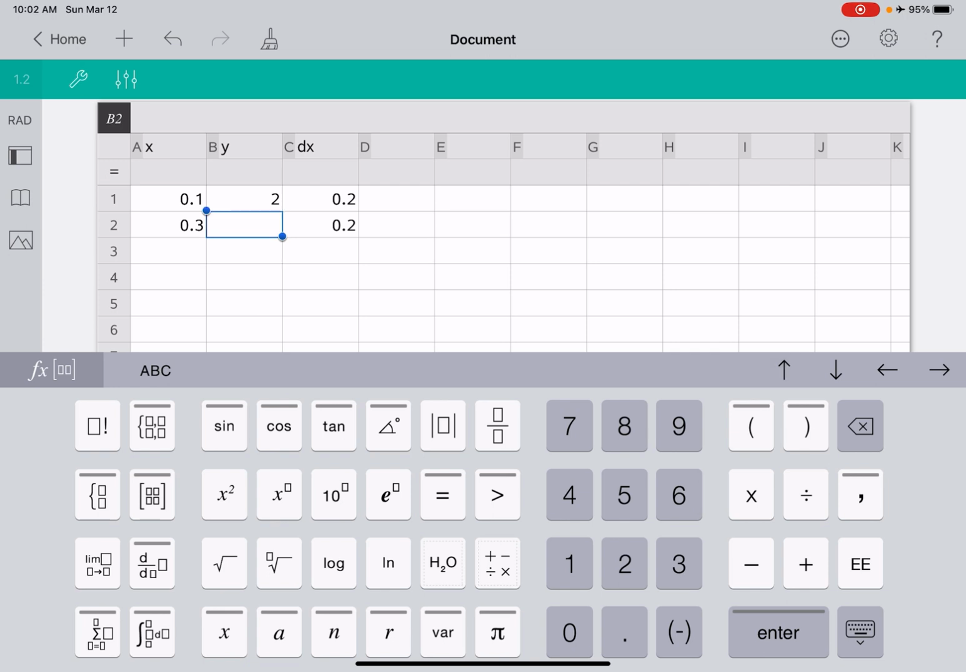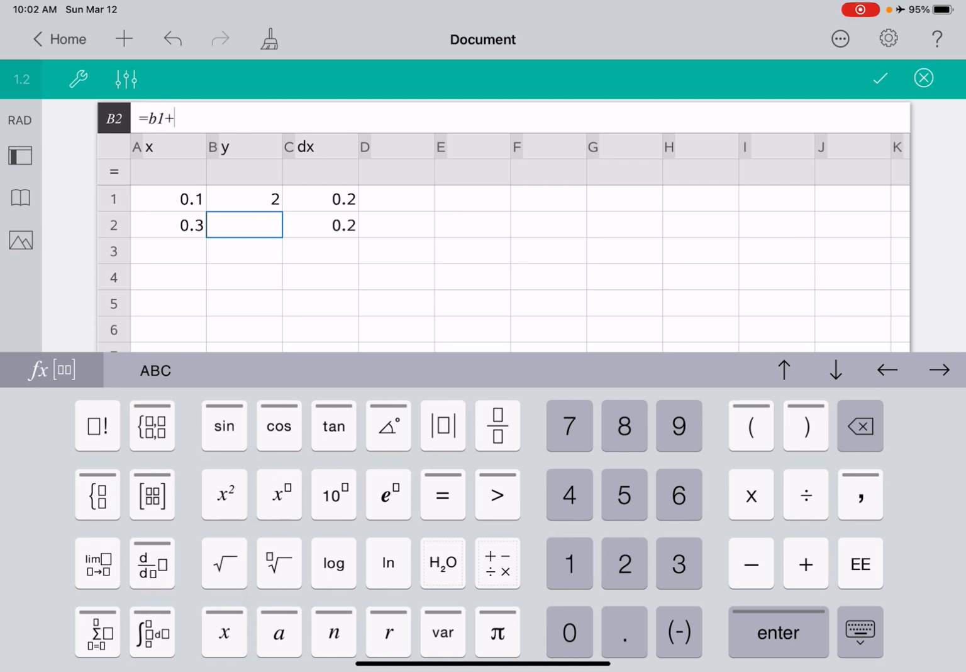And now the fun part, guys. How do we get our next y value? Okay, so we're going to hit enter, and we're basically going to type in that big formula that we wrote down in our notes not that long ago. Okay, so that formula says that you find your next y value by starting with your previous y value, which is located in cell B1.